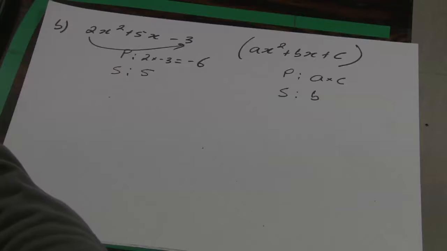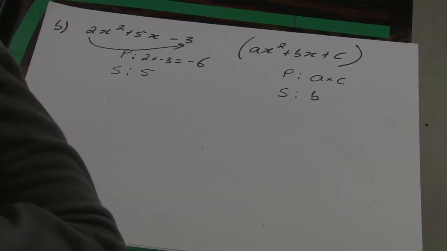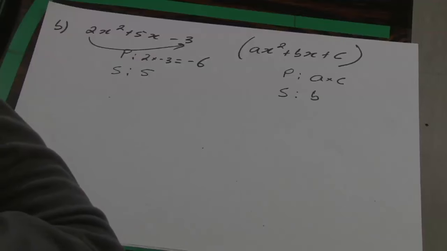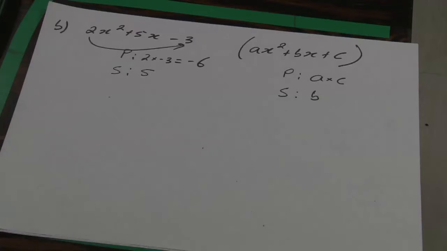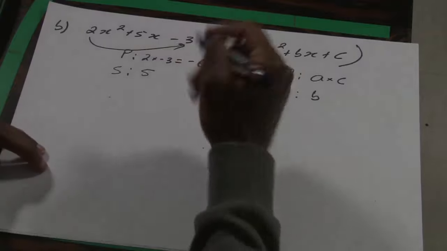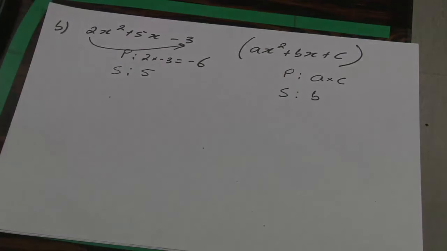And now you need to find two numbers such that if you multiply them, they will give you -6. The product of those numbers must give you -6, and if you add them, then you get 5. What are those two numbers? We can start by first looking at all the possible combinations of numbers that can be multiplied to give us -6, and then we see which ones, if we add them, will give us 5.